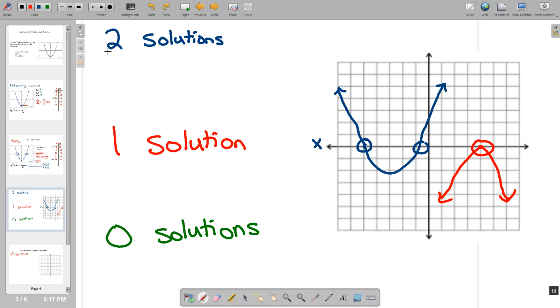Now, the final example is actually 0 solutions. That would be something where you had a quadratic that looked like this, that never actually hit the x-axis at all. So that one would have 0 solutions. Now, these are the only 3 possibilities. It's either 2 solutions, 1 solution, or 0. So there is no magical 4th or 5th option here.